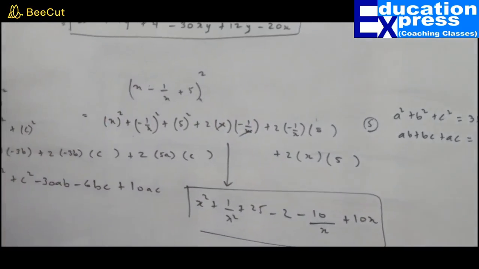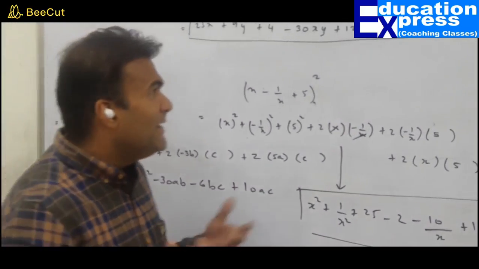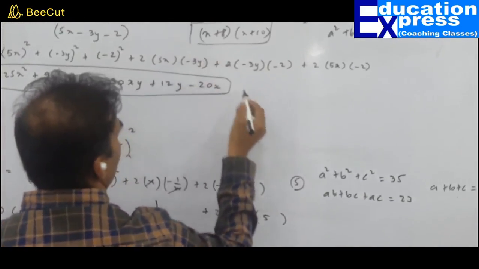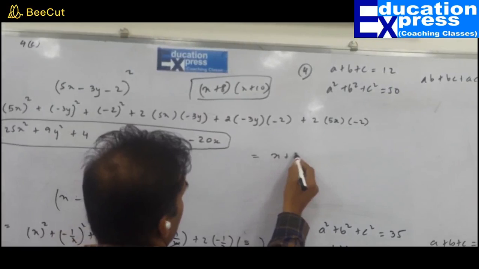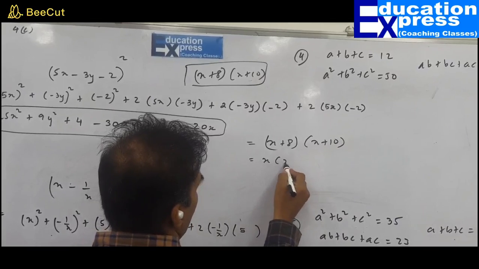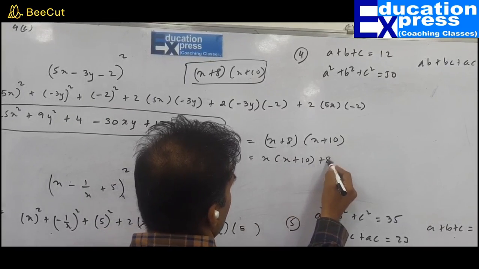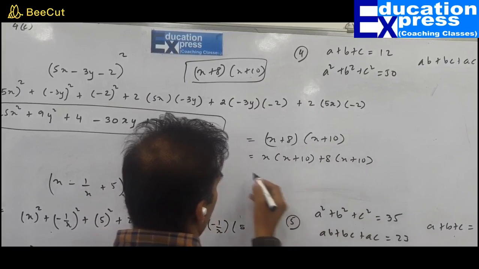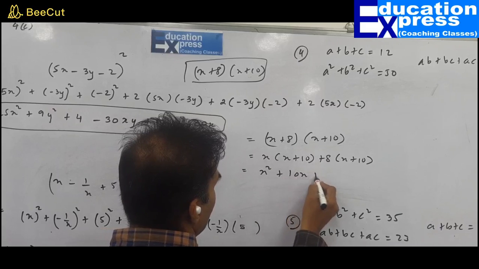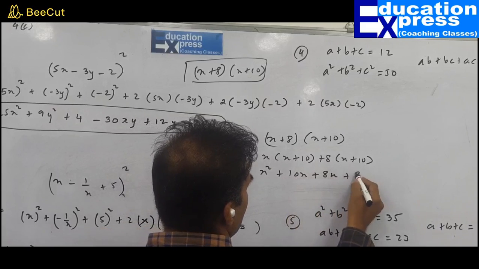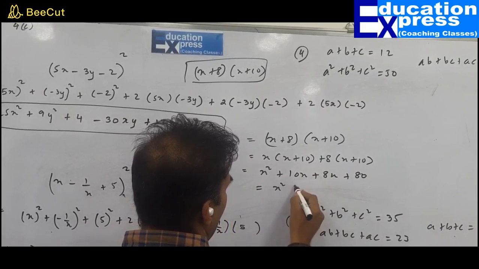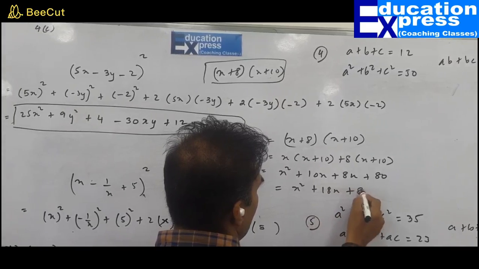I hope slowly and gradually things are building up. Have a look at this question. It seems to be very simple. It's a question on expansion. x plus 8, x plus 10. So what do you get? x square plus 10 into x, 10x plus 8x plus 80. x square, these two terms can be added, 10 and 8, 18x plus 80.